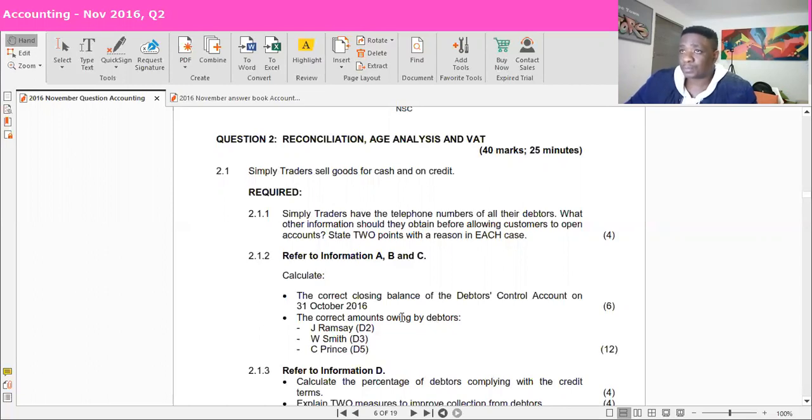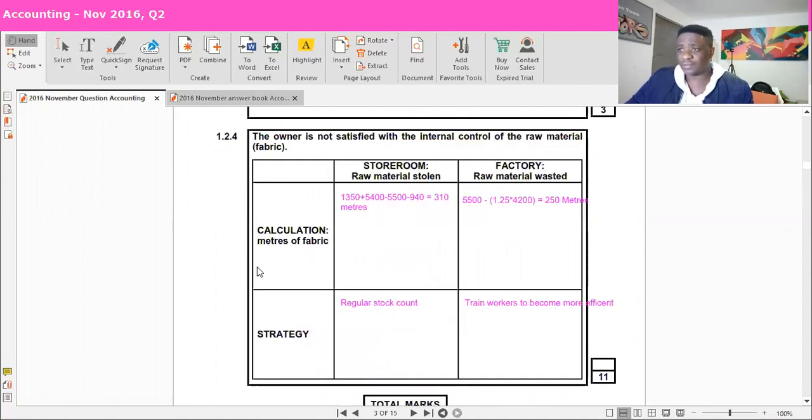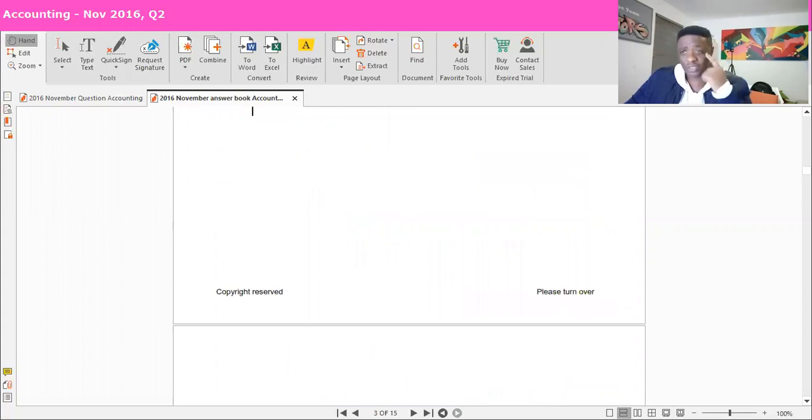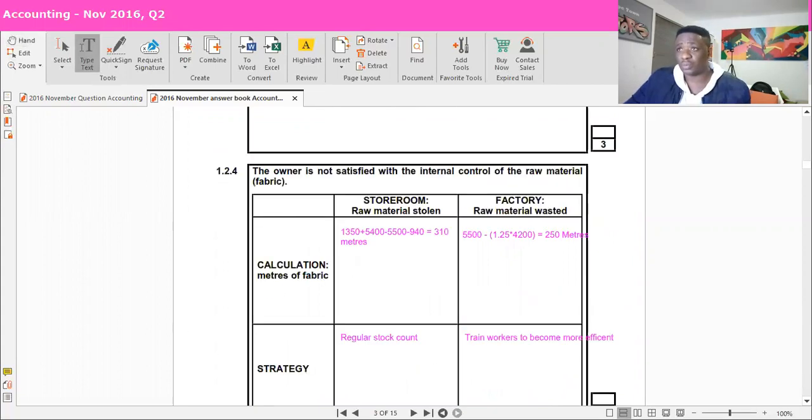All right. So here we're dealing with Simply Traders, which sells goods for cash, and it also sells goods on credit. Required 2.1.1 says Simply Traders have the telephone numbers of all their debtors. What other information should they obtain before allowing customers to open accounts? State 2 points with the reason in each case. So the first thing I thought of quickly is that you would want to have the proof of address of the people that owe you money.